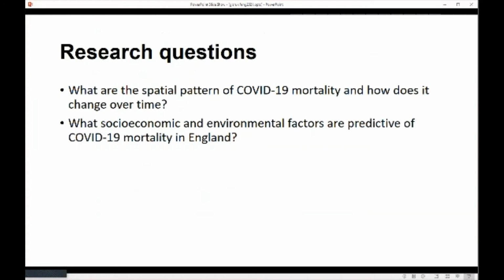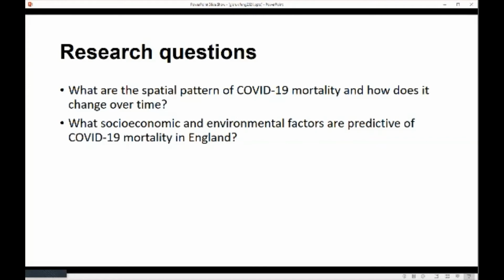So for our research, we have 2 research questions. First, we look at what the spatial patterns of COVID-19 mortality are and how they change over time. And secondly, we look at what socioeconomic and environmental factors are predictive of COVID-19 mortality in England.